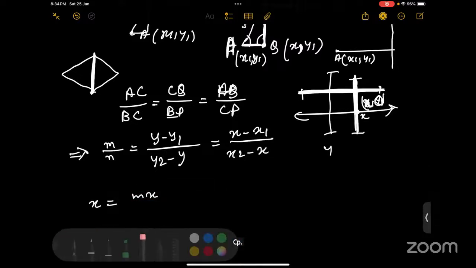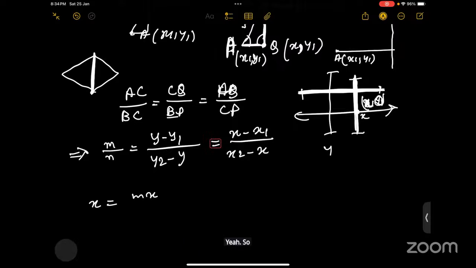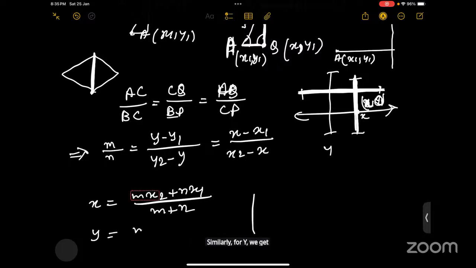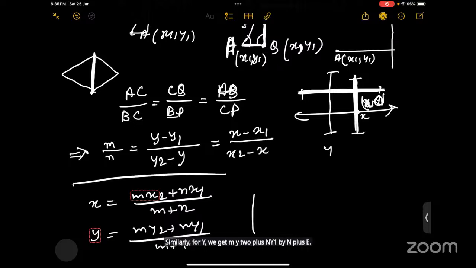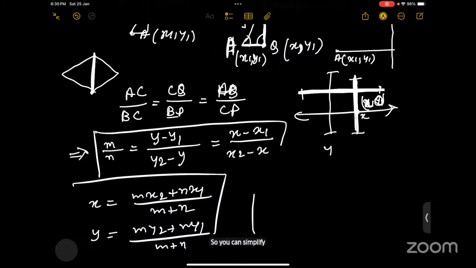So as a result, what do we get? mx2 plus nx1 by m plus n. Yes. Similarly, we can get y. Similarly, for y, we get my2 plus ny1 by m plus n. So you can simplify this equation and you can get these two things, right?